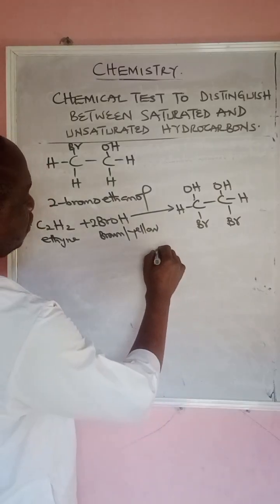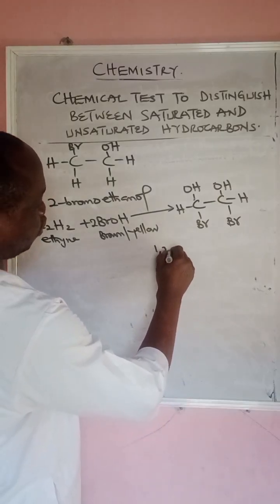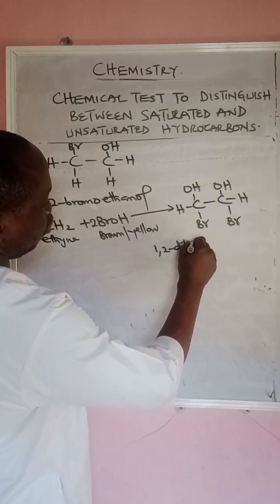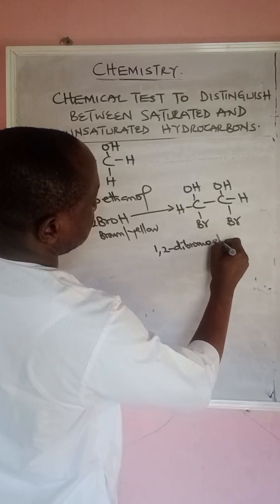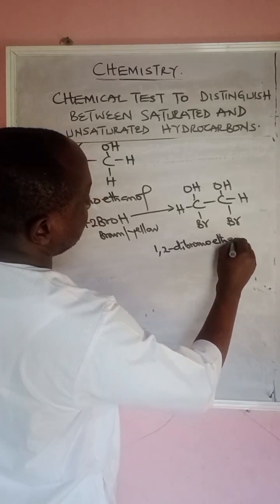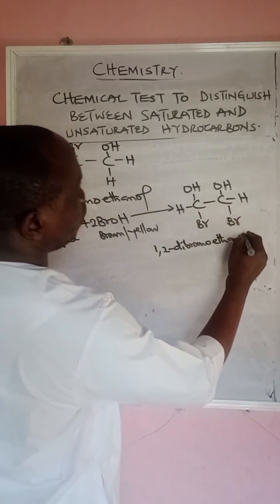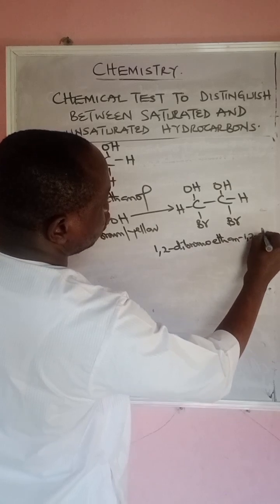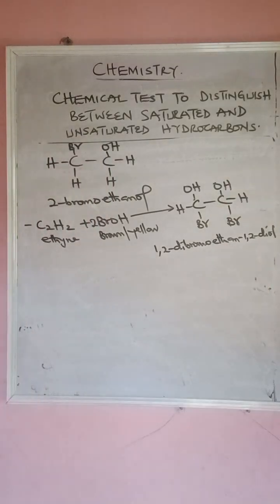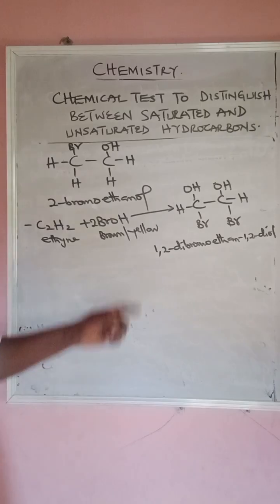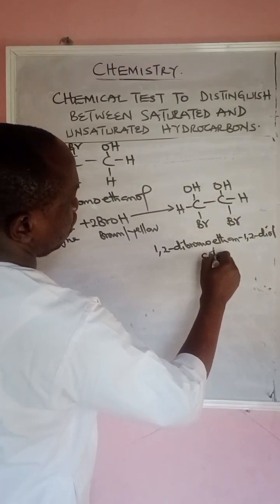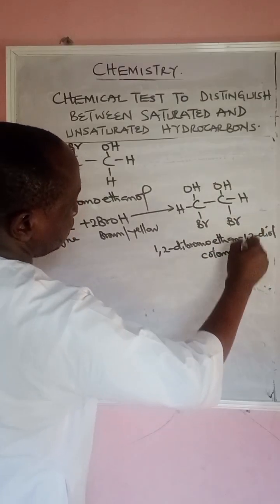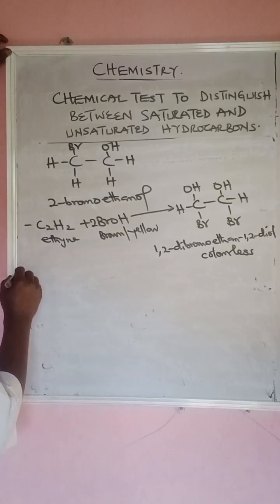This is a 1,2-dibromoethan-1,2-diol. That's the name. And this color will be colorless. Take note of that.